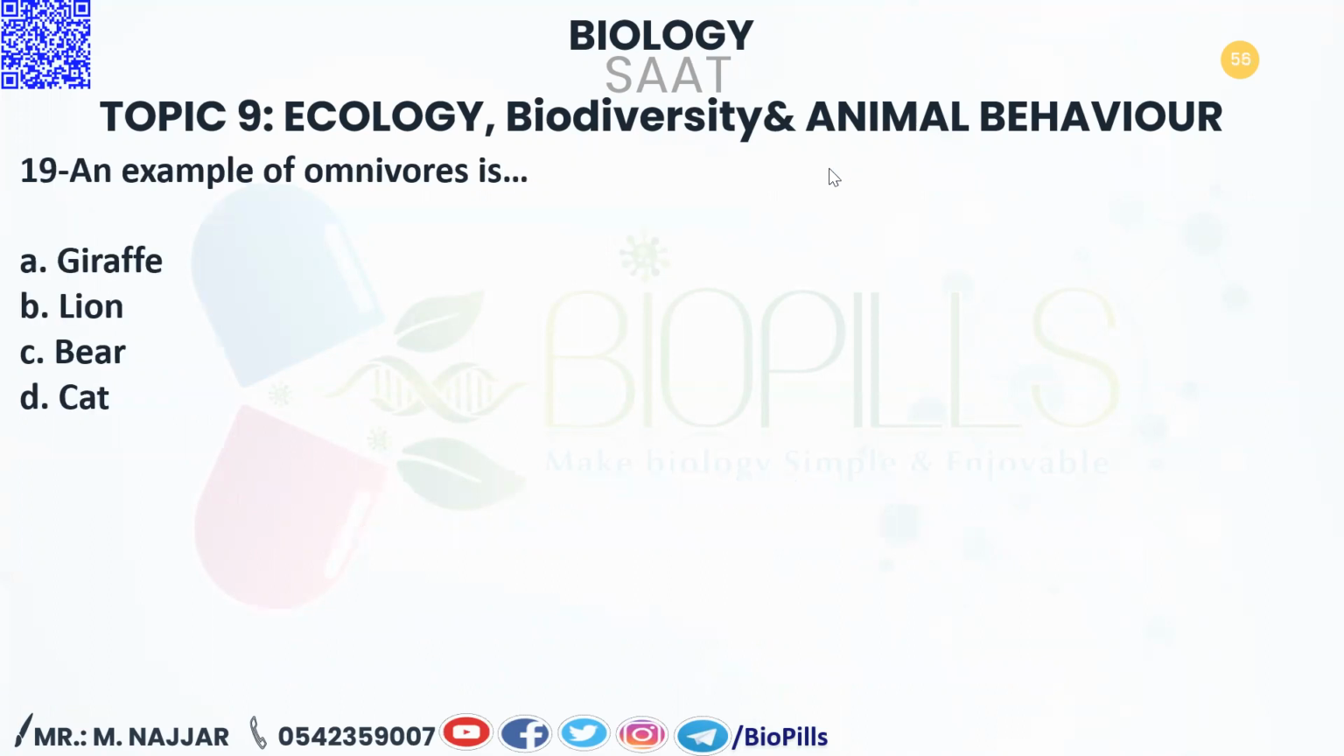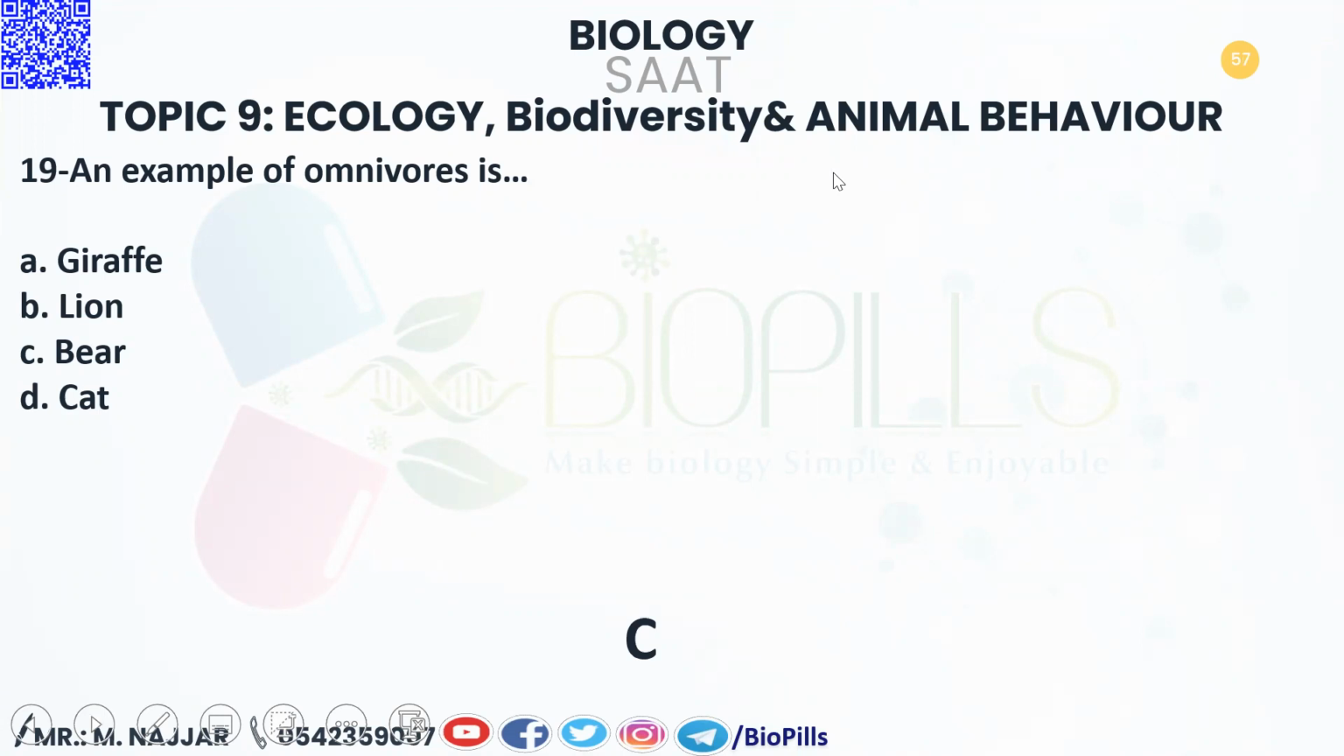Question number 19. An example of omnivores is A, giraffe, B, lion, C, bear, D, cat. What is the example of the omnivore? Omni means eating both plants and animals. Of course, the correct answer is C. And if you are in doubt, get it out.